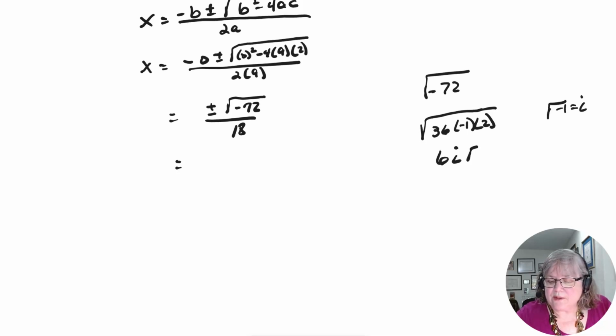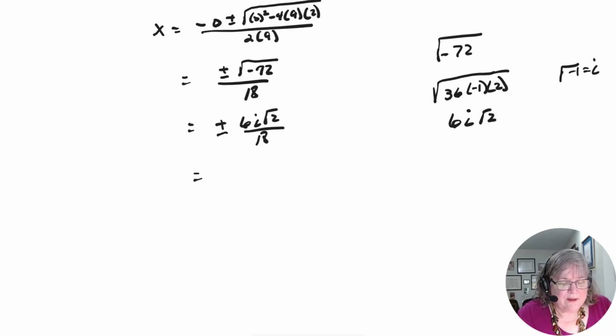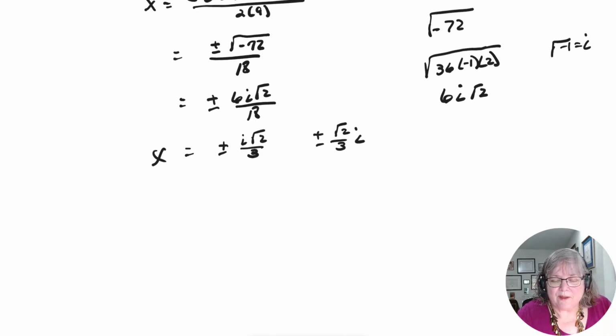And the square root of 2 is the square root of 2. So this is plus or minus 6i square root of 2 over 18. And that reduces to plus or minus i square root of 2 over 3. And some people will put plus or minus square root of 2 over 3i. It's totally up to what the computer system wants you to do and what format your teacher wants.